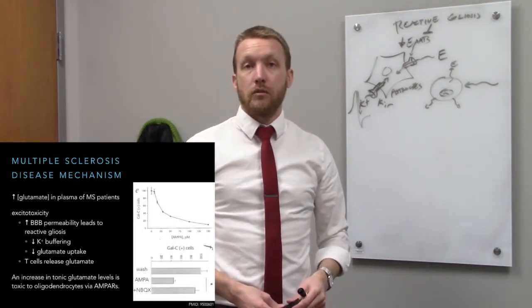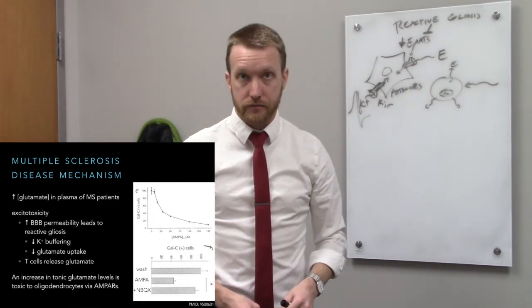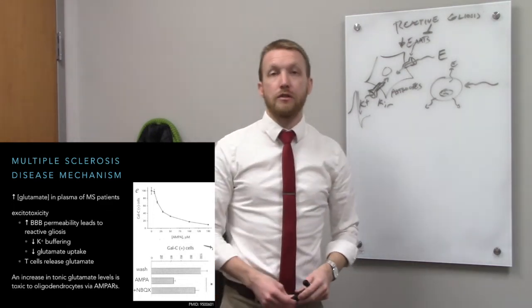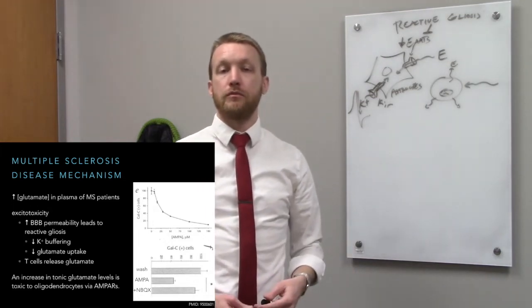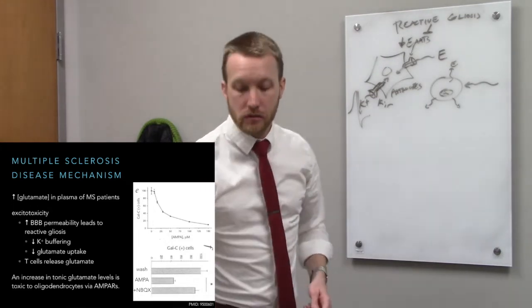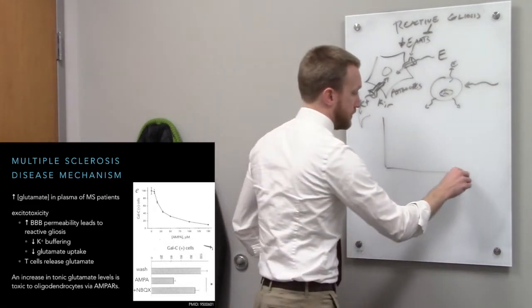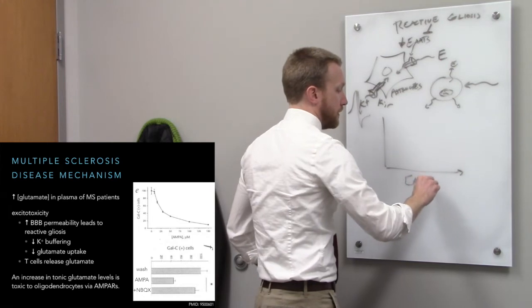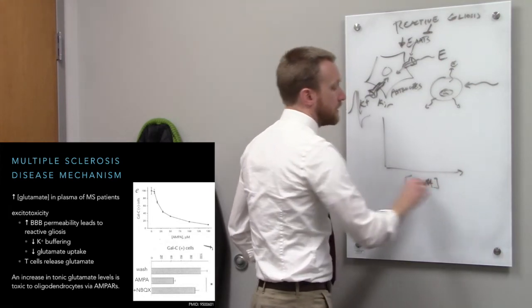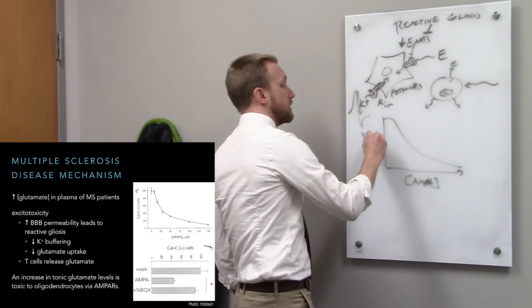So in these data, we're looking at the viability of oligodendrocytes. On the y-axis, they're essentially showing you healthy oligodendrocytes. And on the x, we're looking at the concentration of AMPA that they've applied. As we apply higher concentrations of AMPA, cell viability goes down.